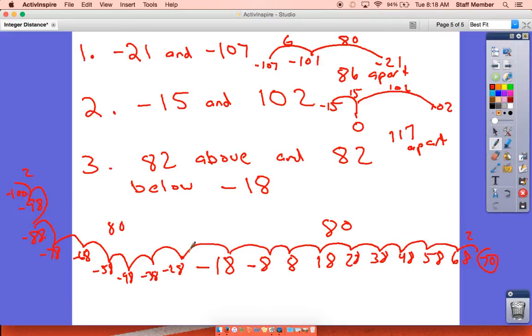So all these 10s that I counted by, there were 8 10s, so that was 80, and then I had two more, which was my 82. So if I go to the right, or more into the positives, 82, I'm going to end up at 70. If I go more into the negatives or to the left, I'm going to end up at negative 100.